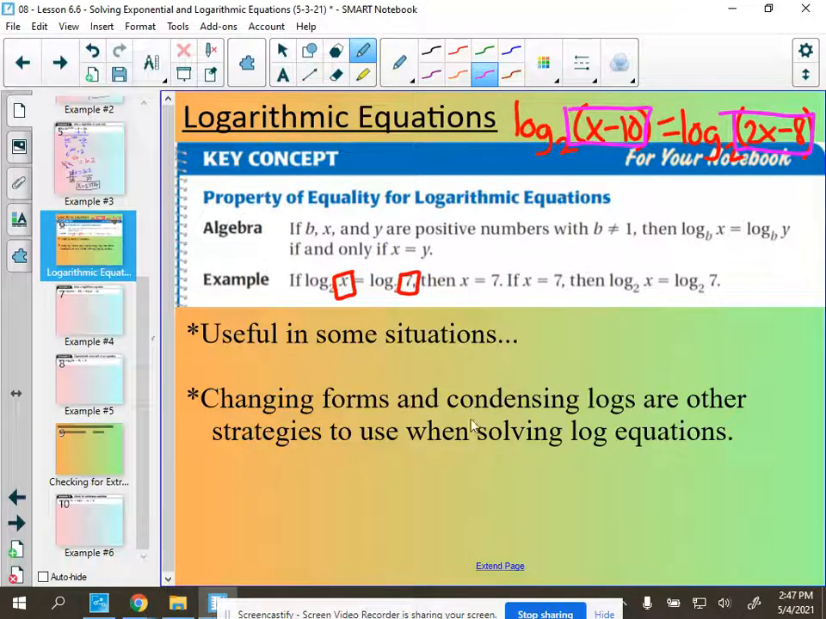Okay, so we'll need some other skills, and specifically those skills are going to be changing forms, just like we did with exponentials, going from exponential to log. Well, sometimes it's going to be in our best interest to go from logs to exponentials. And also going back to the previous lesson, sometimes we're just going to have to condense logs down to a single log before we change form. So we'll see all three of these situations right here.